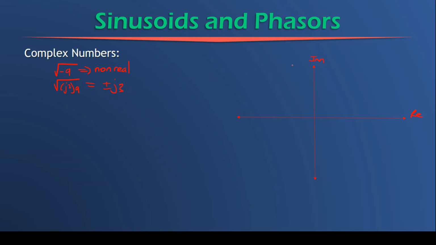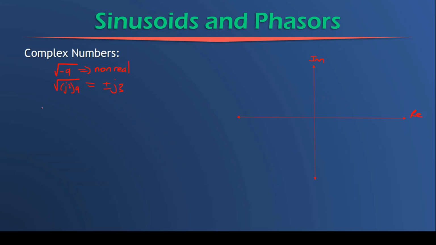So we know that the imaginary number line will have a j as a prefix to the number itself, whereas the real number line has the actual number, right? And this now allows us to deal with both real as well as non-real numbers.